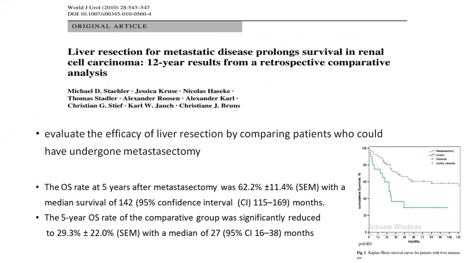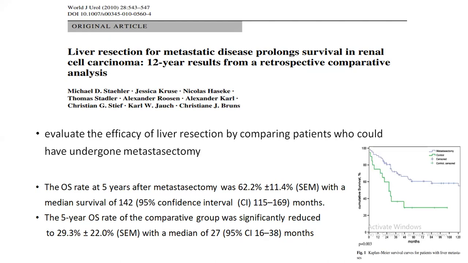Coming to isolated liver resection, for a patient who has a solitary lesion in the liver, there was a 12-year retrospective study published in one of the urology journals, comparing with patients who didn't have surgical excision of that liver lesion. The overall survival at 5 years after metastasectomy was 62%, with a median survival of 142 months. But for the patients who didn't have surgical excision of the metastatic lesion, it was only 29% with 27 months. You can see on the right side the Kaplan-Meier curve: the upper line shows the patients with around 60% 5-year survival, while the patients who didn't have any surgical excision of the liver metastatic lesion have around 22 to 26% survival.